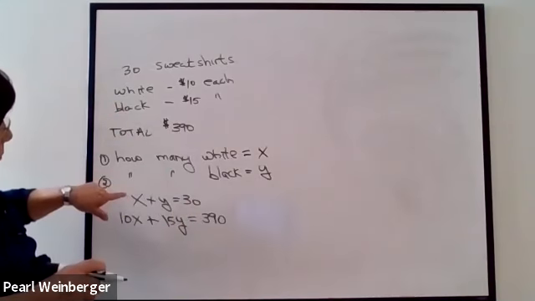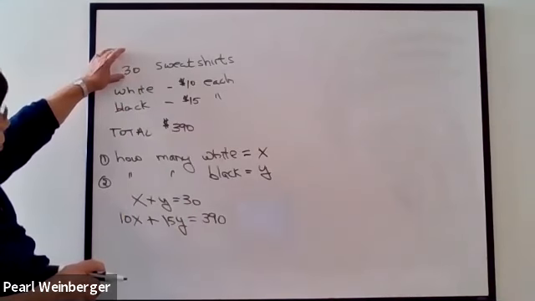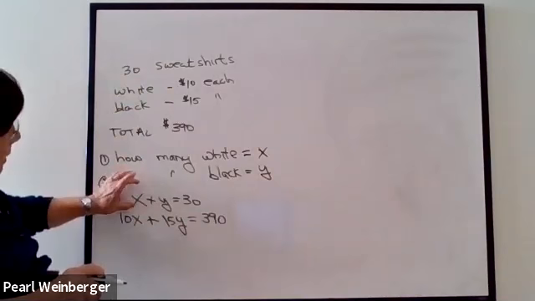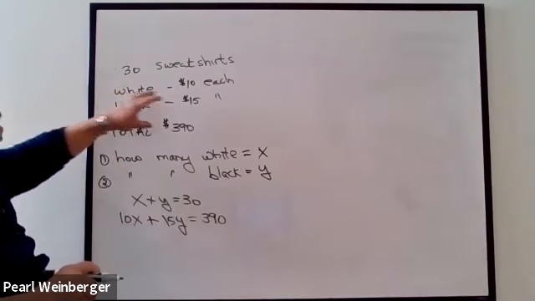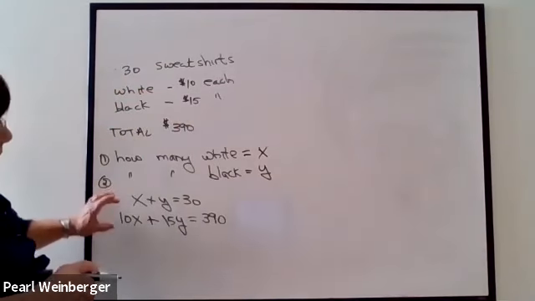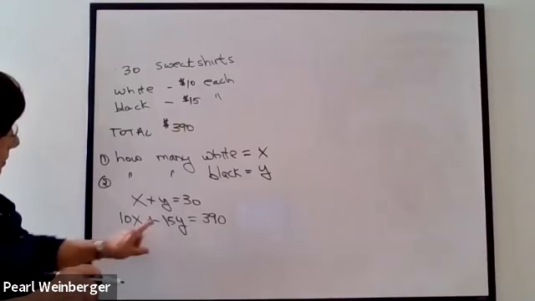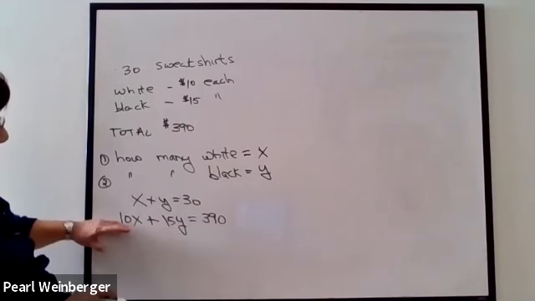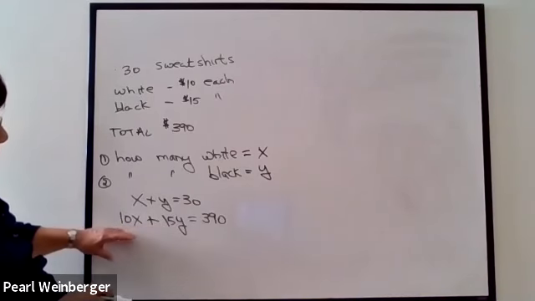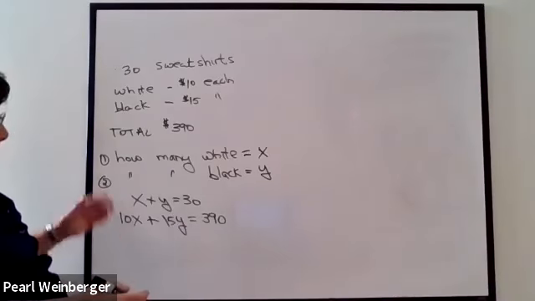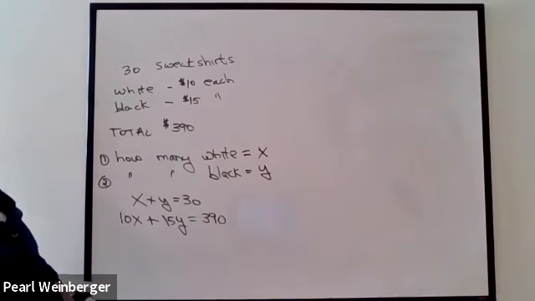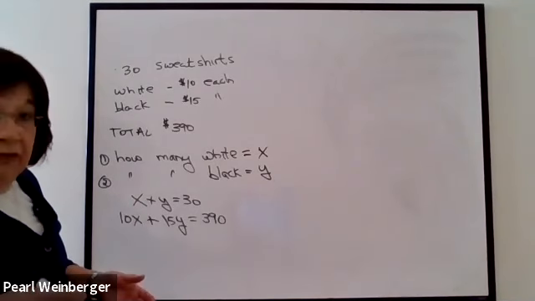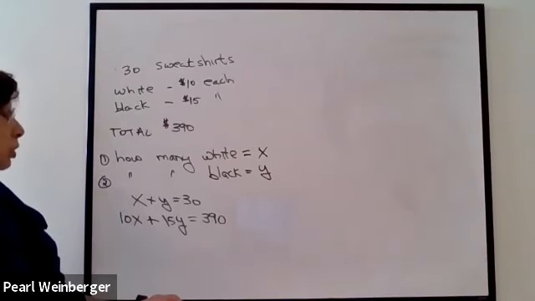So notice, when we were just talking about how many there were, we just used plain X and Y. But when we're talking about how much money we make, not only must we take the X's and Y's into consideration, but in each case, the price of each item. Now we are set up for our system of equations. Let's see how we would solve this system of equations.